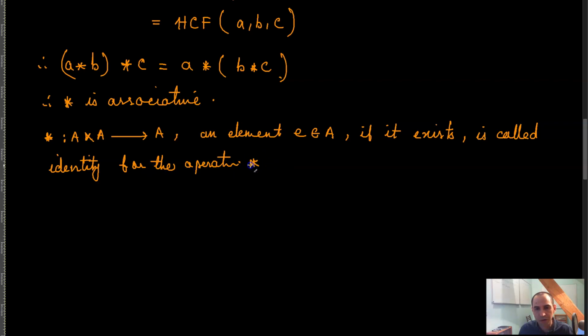For the operation star, if A star E is equal to E star A is equal to A, and of course that is for all A belonging to capital A. So that means that for all of the elements of the set A, if you take A star E and if you take E star A, in both cases you have to get back A.